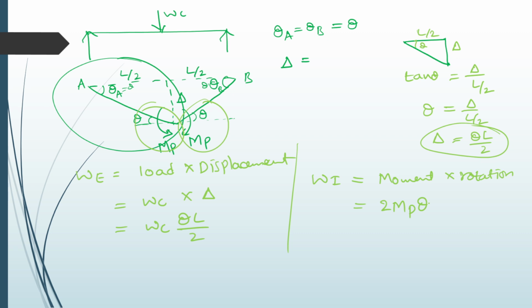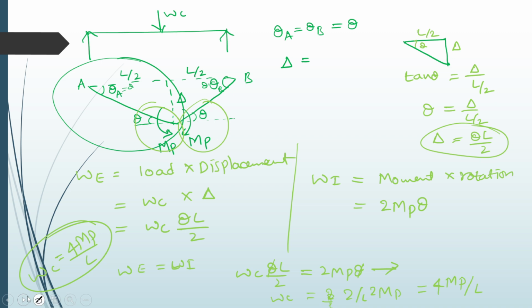Equating both the left and right hand side equations, WE equals WI, external work done equals internal work done. So Wc into theta L divided by 2 equals 2 Mp theta. Then we require the Wc value. In this equation theta gets cancelled, so Wc equals 2 by L into 2 Mp, that is 4 Mp by L. This is our collapse load by the kinematic method.